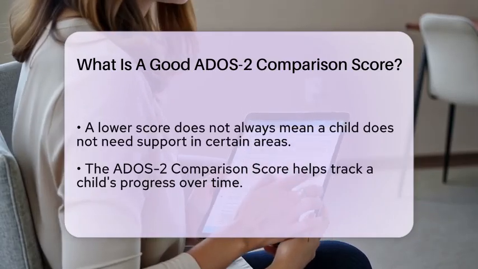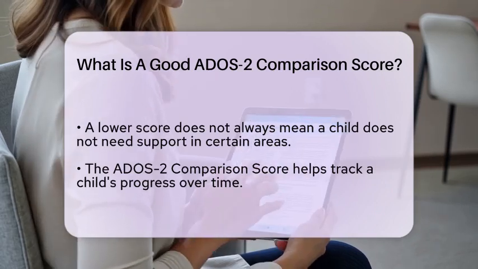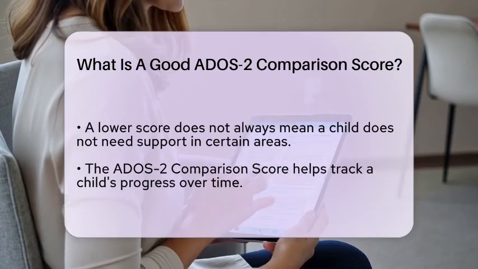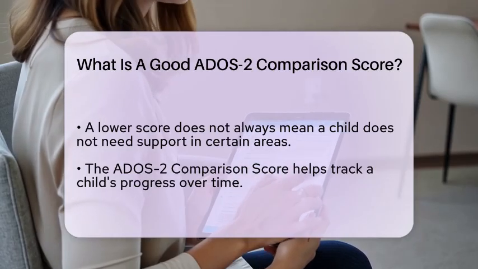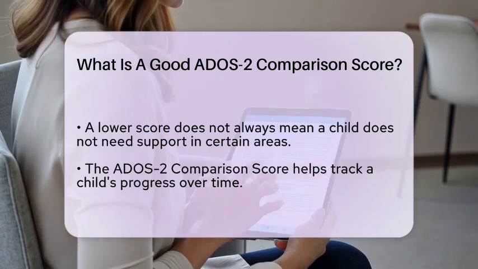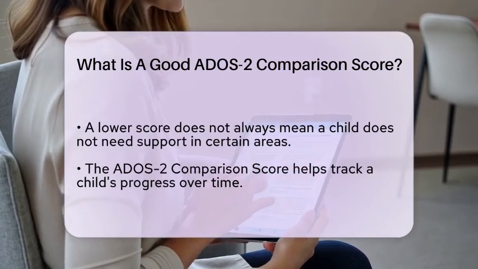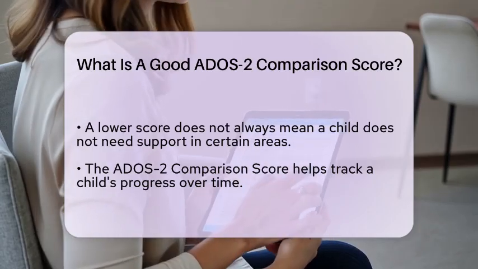The ADOS-2 comparison score serves several practical purposes. It helps clinicians monitor a child's progress over time. By tracking changes in symptoms, professionals can see if interventions are effective. Additionally, this score assists in tailoring treatment plans to better suit each child's unique situation.